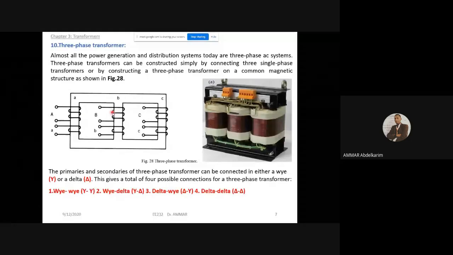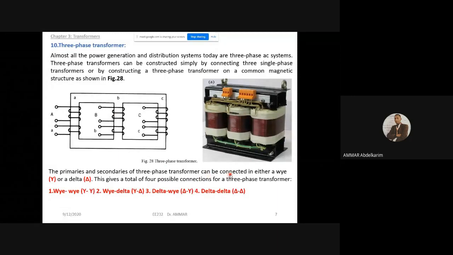Here, in the three-phase transformer, we're going to take only a single point, which is the connection. We are not going to see the analysis of the three-phase transformer, because it can be done in a similar way. We can just take one phase, and we do our analysis as a single-phase transformer. So we are going to see only the types of connection of the three-phase transformer.